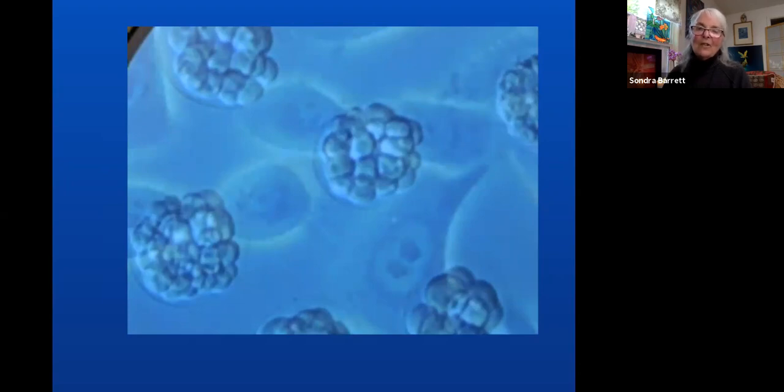And part of our understanding is, how do they know? I mean, they all look the same, right? It's location, location, location. Where the cell is in the ball influences which genes it expresses.